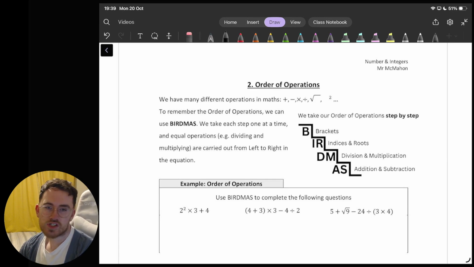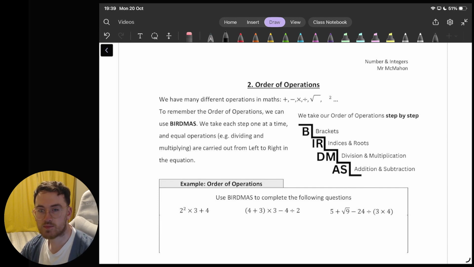So what we do first is we do our brackets. If there is a calculation to be done inside brackets, we do that first. If there is more than one calculation inside the brackets, then we will still follow through with the same idea. If there are more operations to be done within the brackets, we'll follow that same order to decide which operations to do first. After brackets, we look at any powers or indices, and we look at any roots.